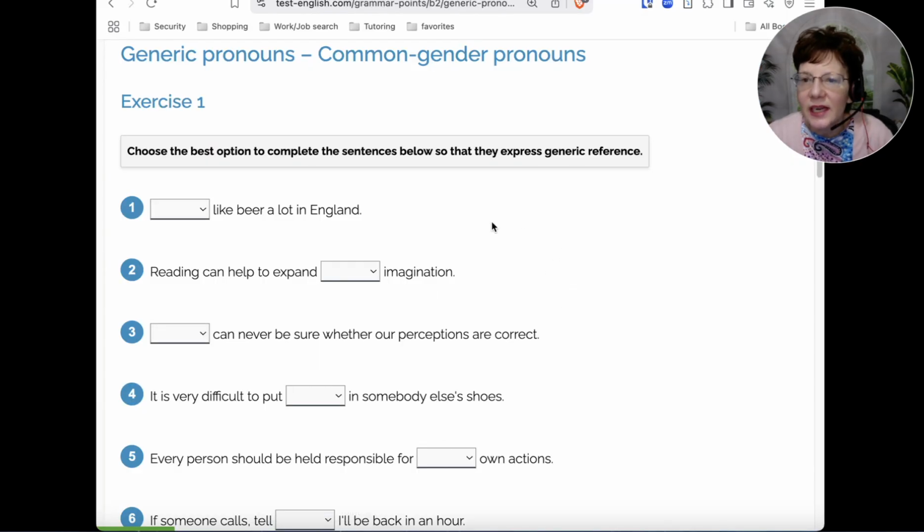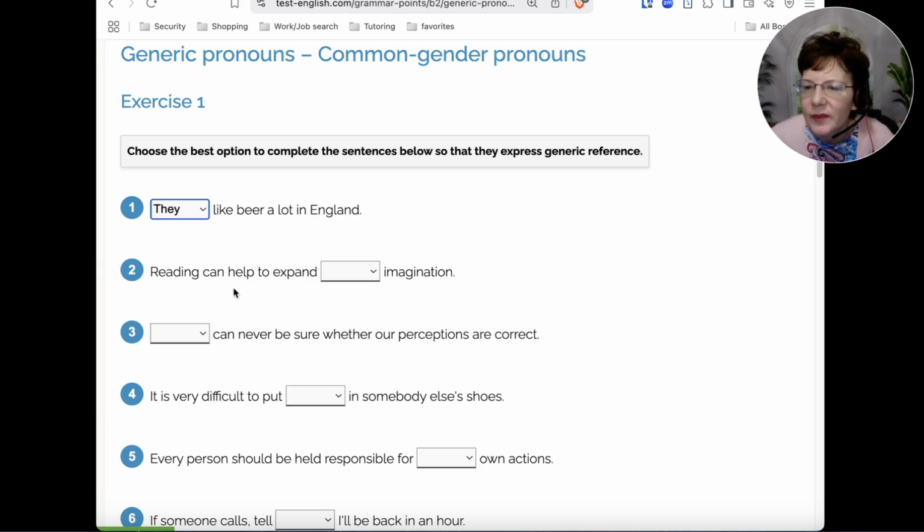Okay, exercise 1. So from the drop-down menu, we'll choose the best option here. So we've got like beer a lot in England. So look at these pronouns, you, one, or they. Okay, so talking about people in general there. So if you chose they, the bottom one, that is correct.